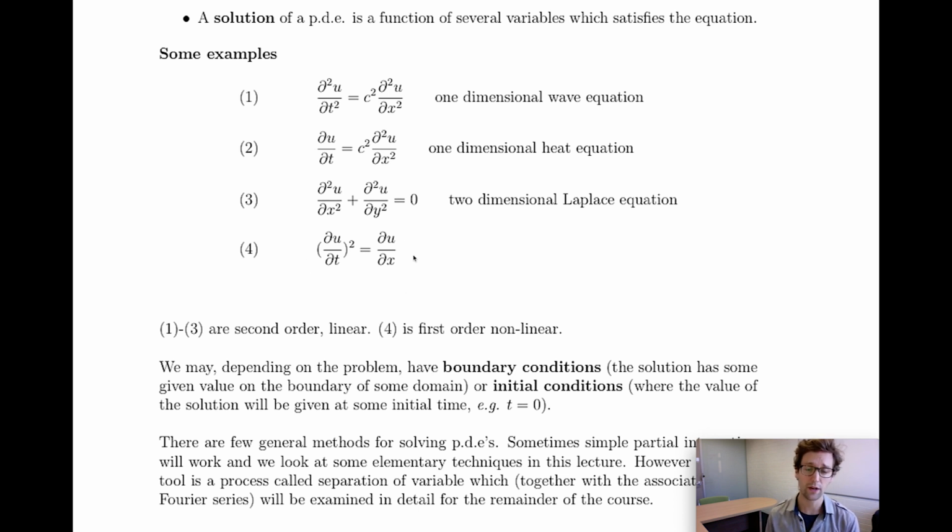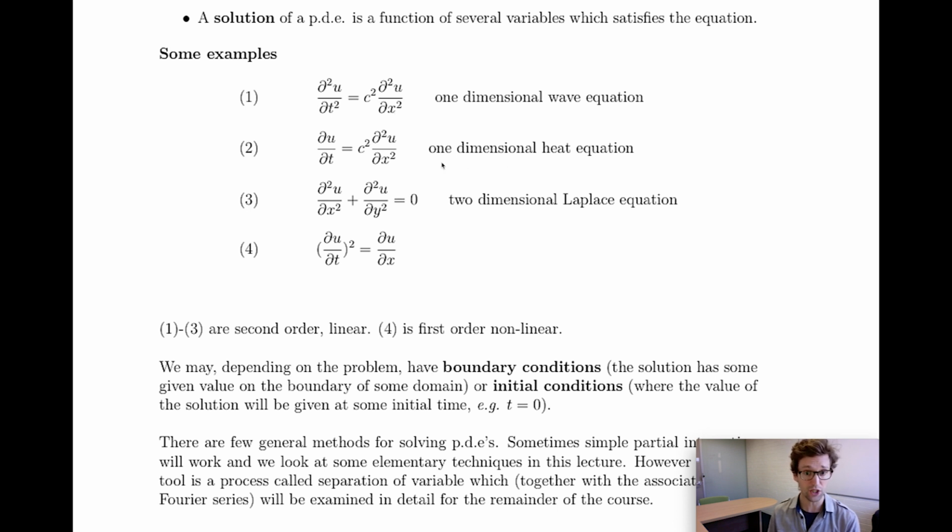Now, in order to figure out solutions for these equations, we need to know what type of equations we're looking at. And we're going to do that by looking at the order of the equation and whether it's linear or nonlinear. So when we look at the order of the equation, what we mean by that is the highest order derivative. Just like with ordinary differential equations, the order of the differential equation is given by the highest order derivative. So the one-dimensional wave equation, its highest order derivative is d squared u dt squared, or d squared u dx squared, so this is a second order equation.